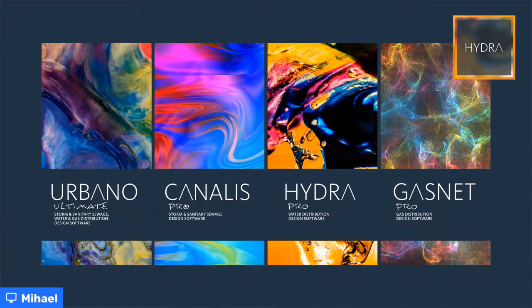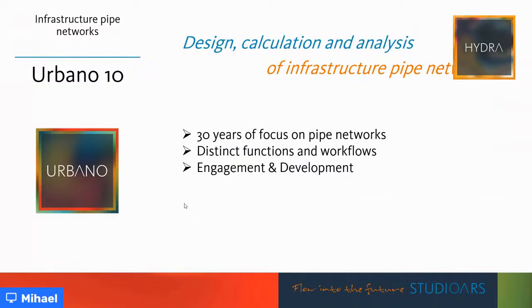Today we are especially talking about Urbano Hydra for water distribution design. But under the brand Urbano software, we also sell Canalis for sewage design, GasNet for gas network design, and of course Urbano Ultimate, which includes all of the versions. So Urbano is a design, calculation, and analysis software for infrastructure pipe networks. We have been focused on developing software for pipe networks for over 30 years.